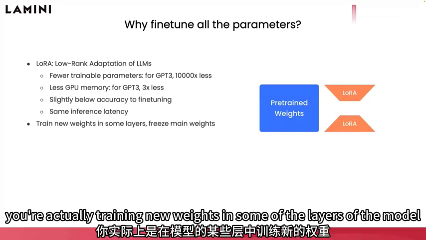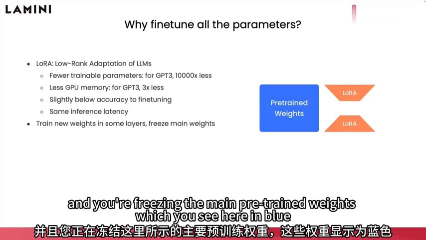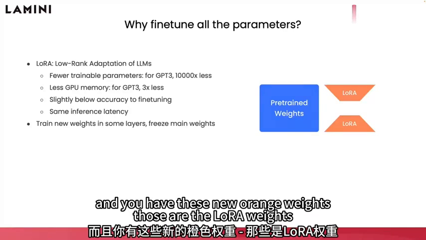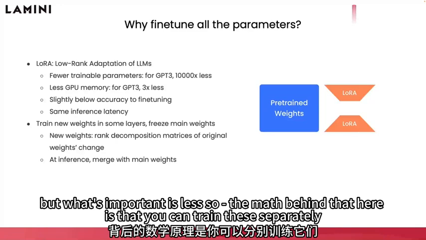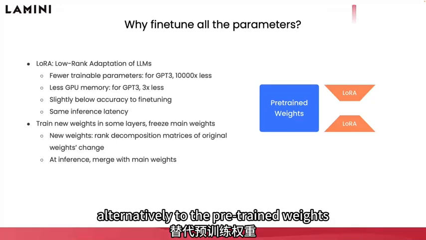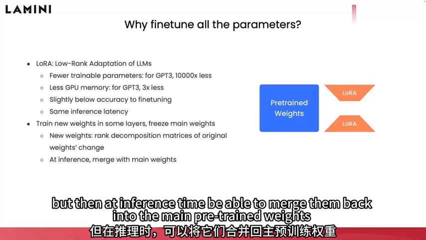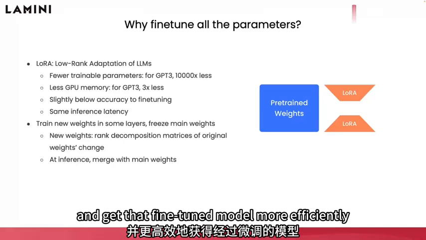So what is exactly happening with LoRA? Well, you're actually training new weights in some of the layers of the model, and you're freezing the main pre-trained weights, which you see here in blue, so that's all frozen, and you have these new orange weights. Those are the LoRA weights. And the new weights, and this gets a little bit mathy, are the rank decomposition matrices of the original weights change. But what's important is less so the math behind that here. It's that you can train these separately, alternatively to the pre-trained weights, but then at inference time, be able to merge them back into the main pre-trained weights and get that fine-tuned model more efficiently.